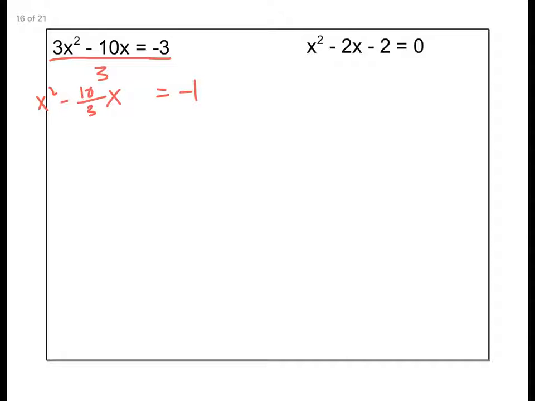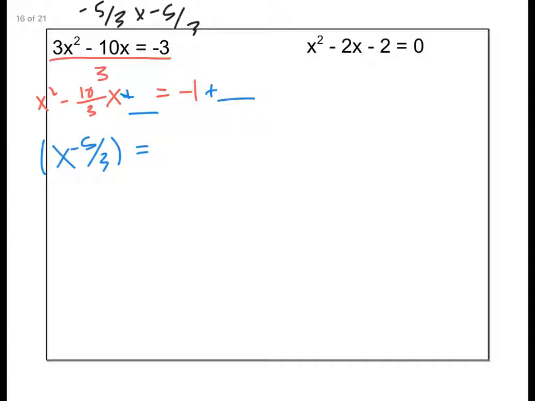I'm going to keep in mind, again, I'm trying to make that left side into some sort of perfect square trinomial. So I have to figure out what do I add to each side to make that happen. I'm going to take half of my b term, so half of negative 10 thirds would be negative 5 thirds. So that's what is going to go in here is minus 5 thirds. And I need to multiply that by itself or square it to figure out what to add to each side.